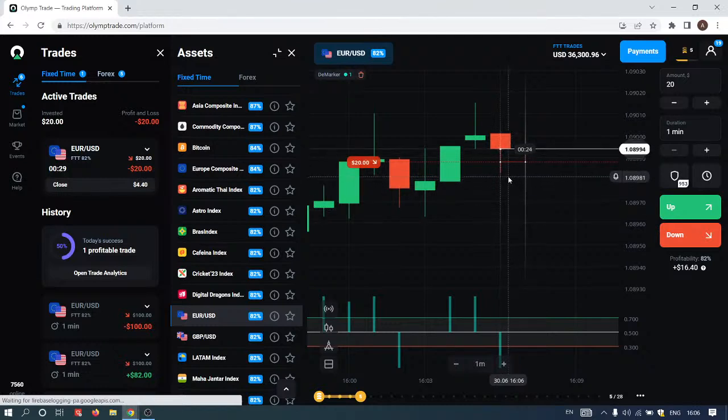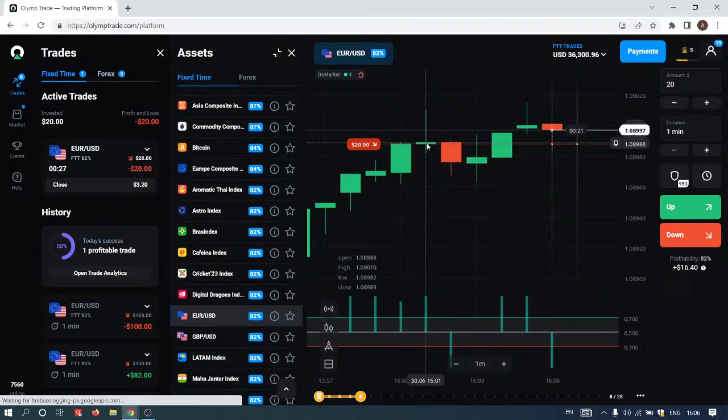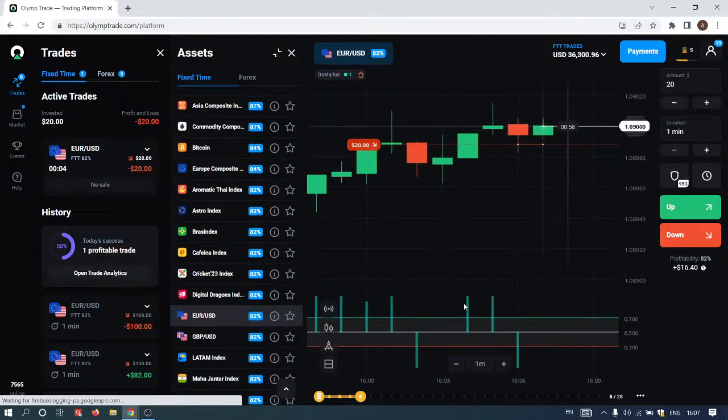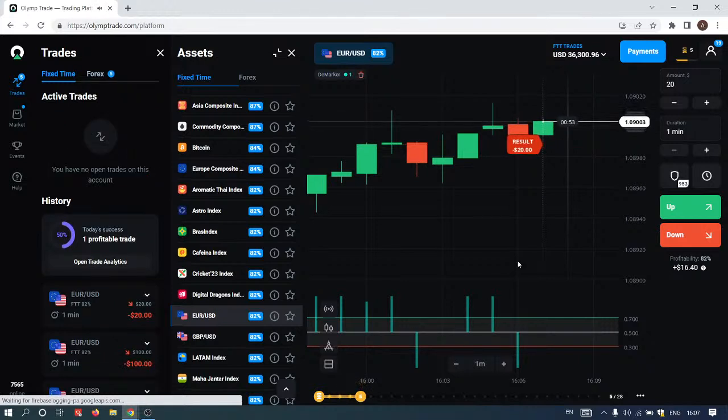Now, there might be some situations, like in this candlestick, where there is no signal on the DeMarker subgraph. This happens because, according to the formula of this indicator, there is no signal. When there is no signal, you don't open a trade, you just wait until the next signal. That's how most strategies work. There is no signal, and you wait for another one.